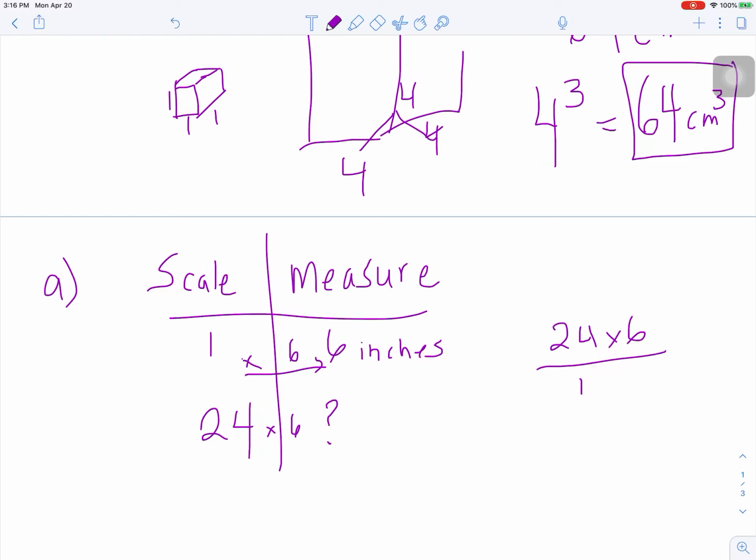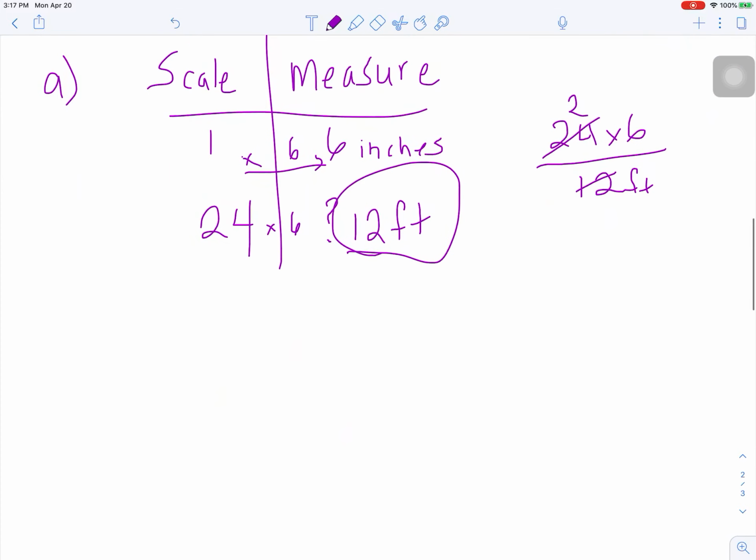And that would get us our inches. So 24 times 6 would get us our inches, but we have to divide it by 12 in order to get our feet. Right? 12 inches is 1 foot. So this would wind up being 2 times 6, which is 12 feet. That would be your answer there.